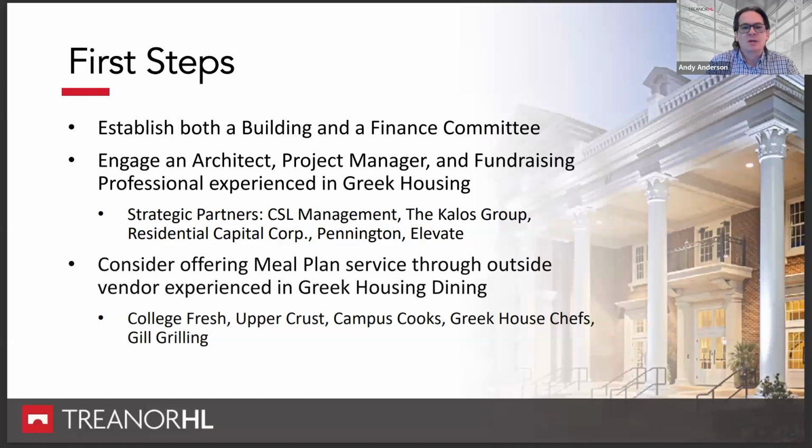The Greek houses that we've done that have been successful, especially on the fraternity side, have been those groups that have worked with professional fundraising companies. And so I encourage you all to think about that.